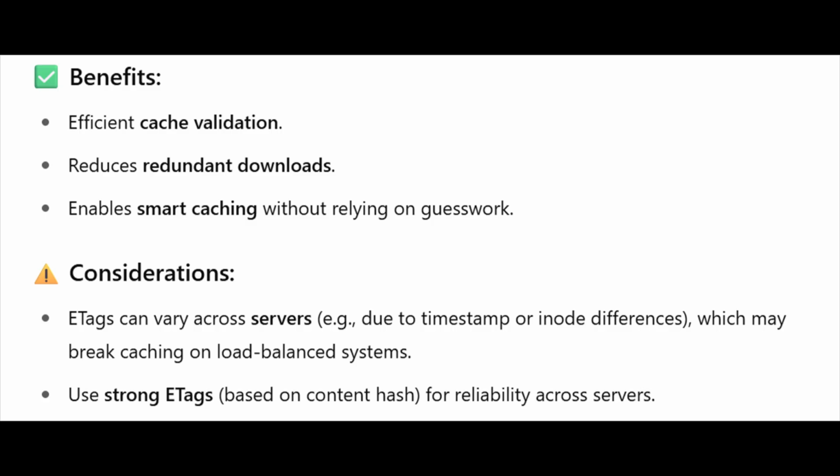Benefits. Efficient cache validation. Reduces redundant downloads. Enables smart caching without relying on guesswork. Considerations. ETags can vary across servers, e.g., due to timestamp or node differences, which may break caching on load-balanced systems. Use strong ETags based on content hash for reliability across servers.